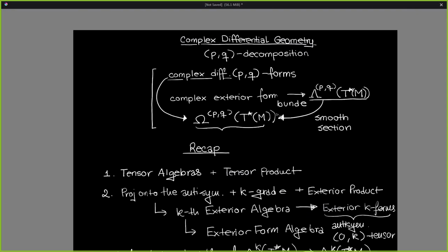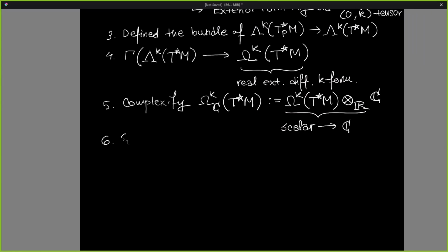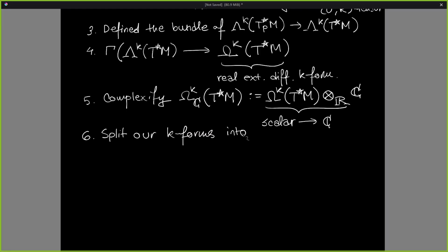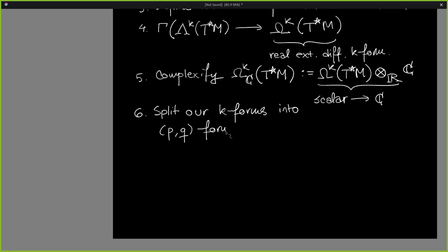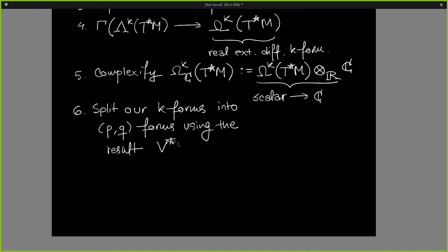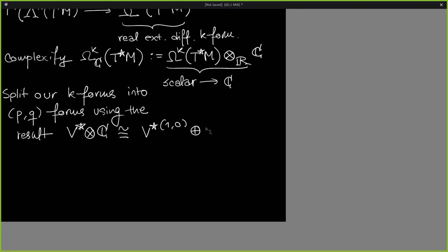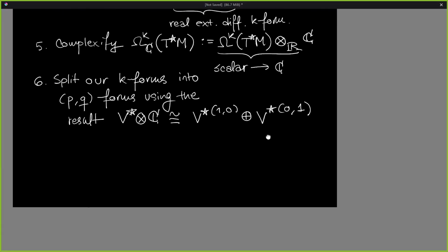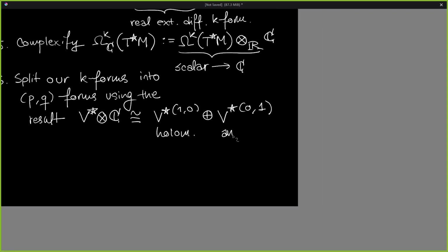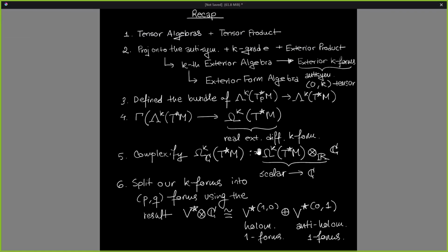And then lastly, we split it, right? At the end, we split our k-forms into PQ forms using the result that V star tensor C is isomorphic to V star 1,0, the holomorphic 1-forms, plus V star 0,1, the anti-holomorphic 1-forms. So that's what we did so far.